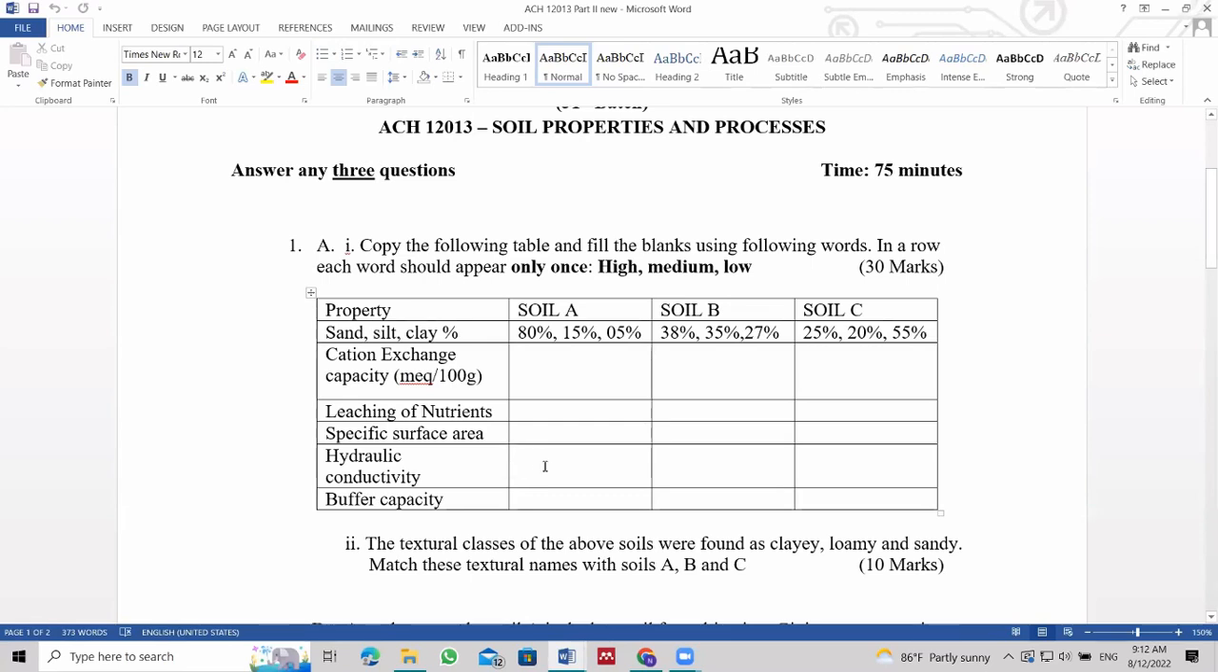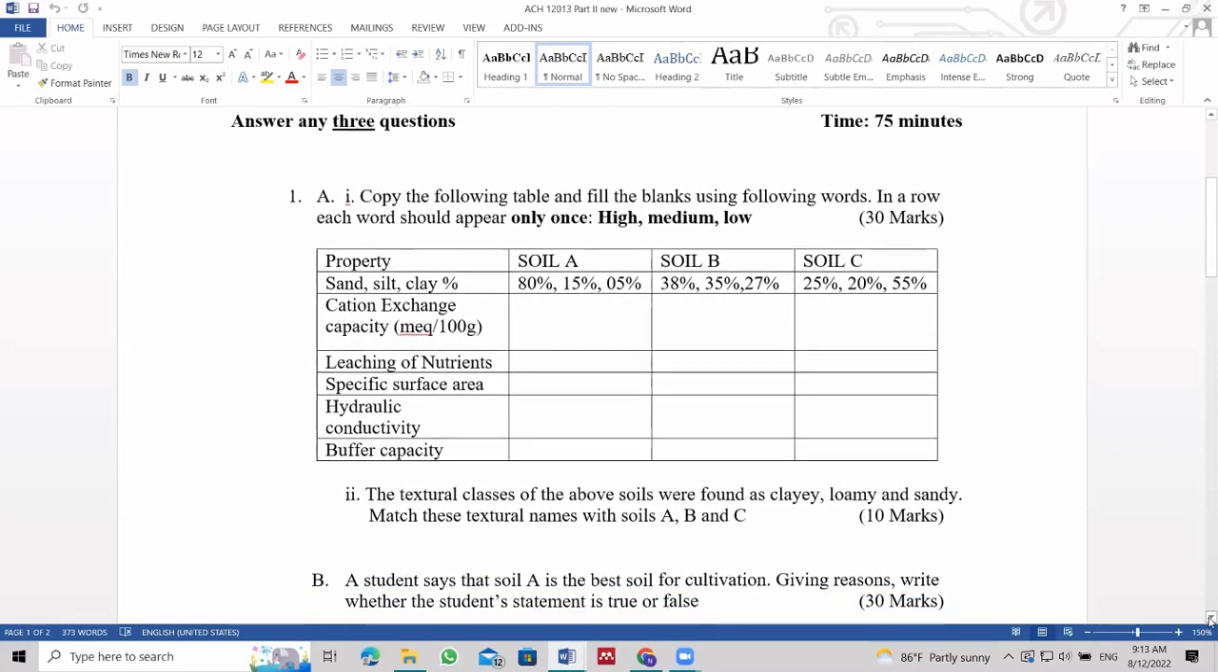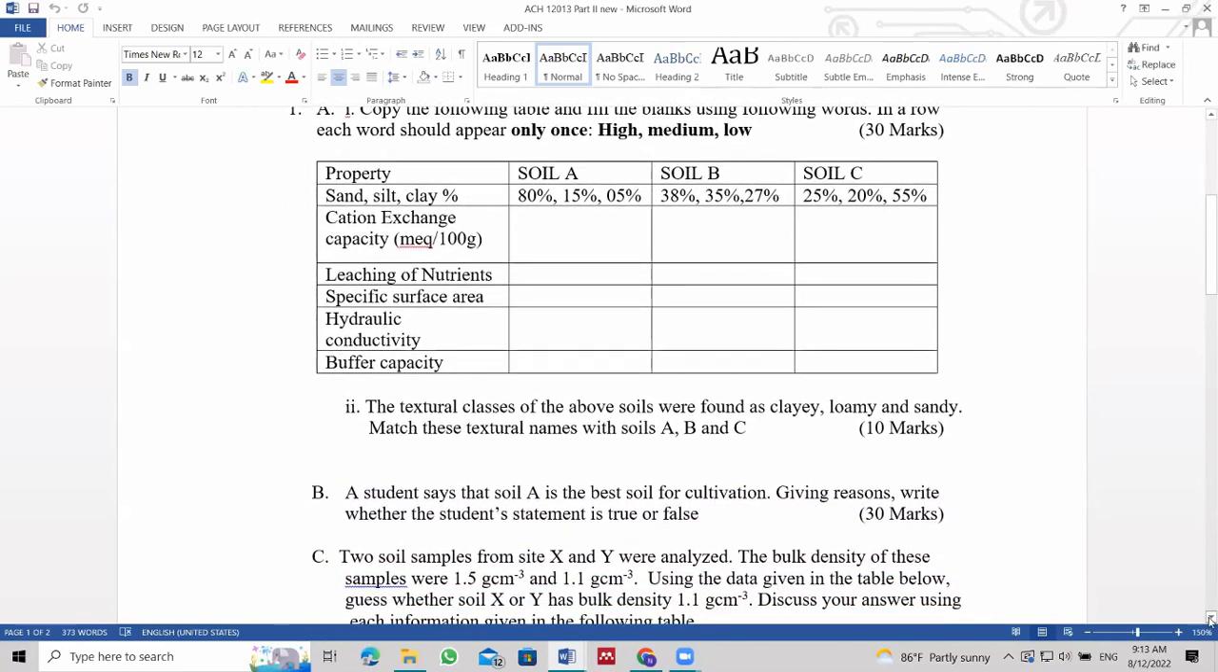What about hydraulic conductivity? Soil A is high. C is low. What about buffer capacity? Soil C high. Okay. So very simple, easily you can take 30 marks. And two textural classes of the above soils were found as clayey, loamy, and sandy. Match these textural names with A, B, C. So very simple question. Which is clay, which is loam, which is sand. Very simple.